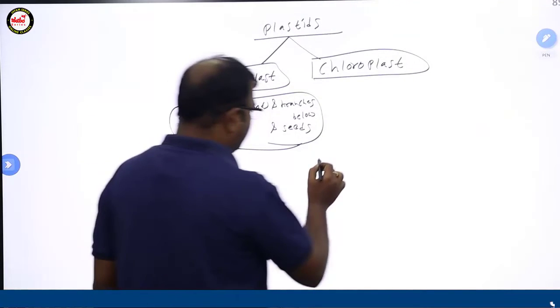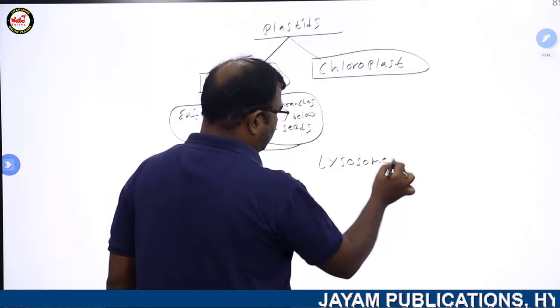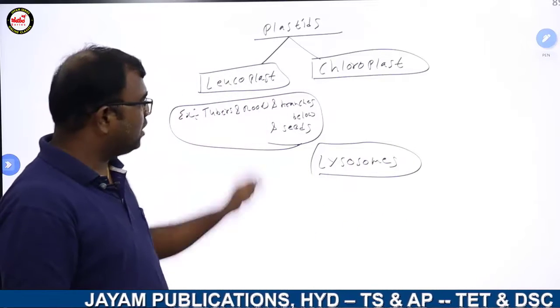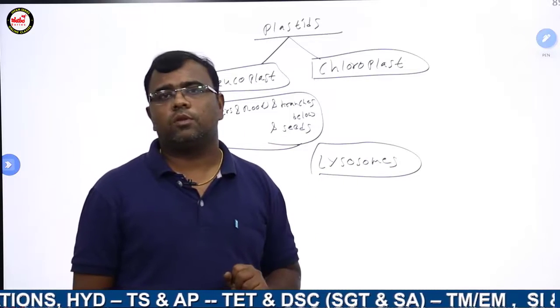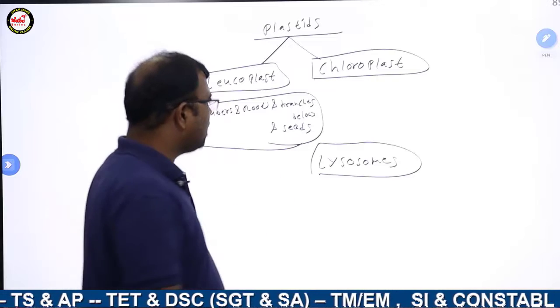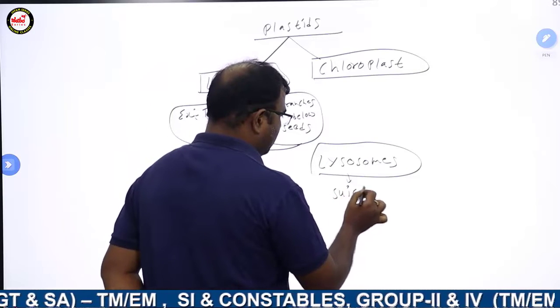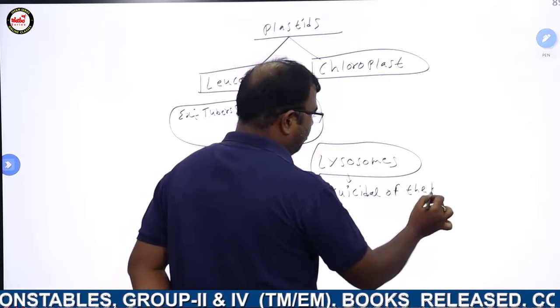What is the function of lysosomes? The function of lysosomes is it kills the microorganisms, and it is also called the suicidal bags.